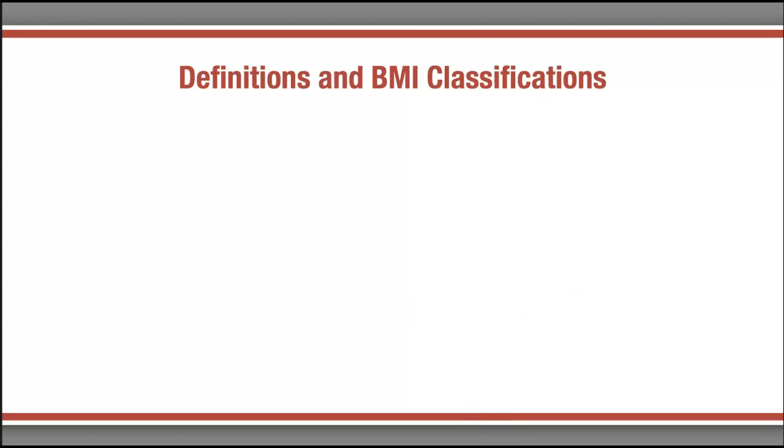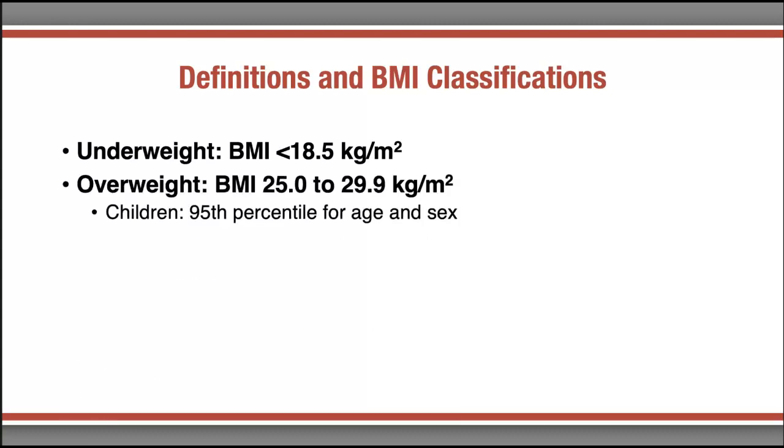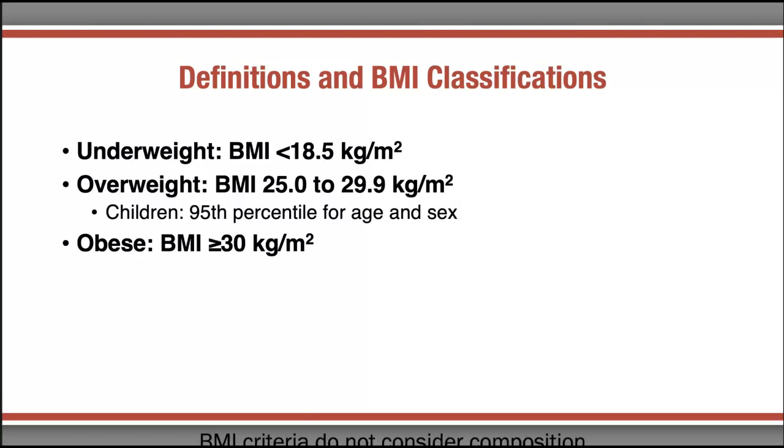So there are some BMI classifications. I'm not sure if BMI is the best thing. It only works for about 90% of the population, but for a really fit person or a really underweight person, it's going to say weird things. An underweight person would have a BMI of under 18.5. Overweight would be a BMI of 25 to 29. For children, being around the 95th percentile for their age and sex is the concern. Obese would be over 30.